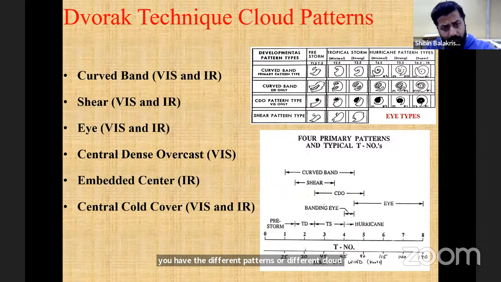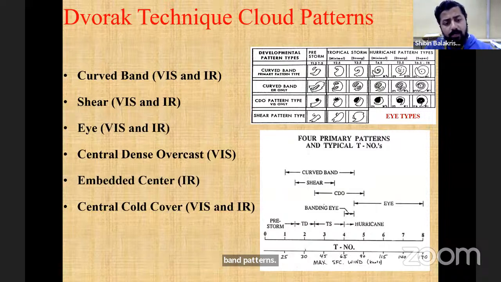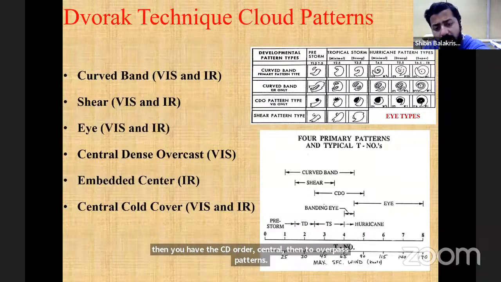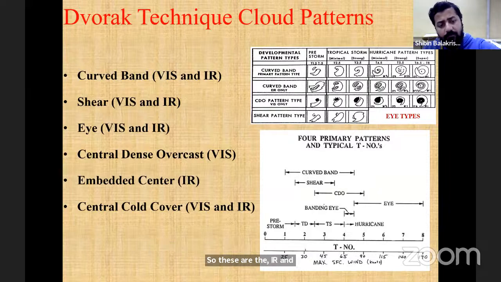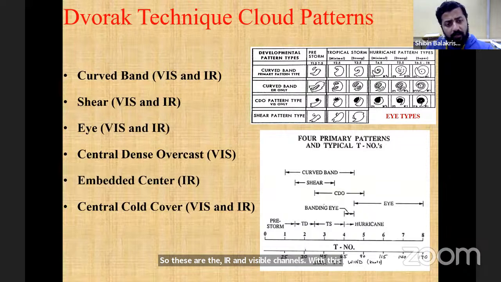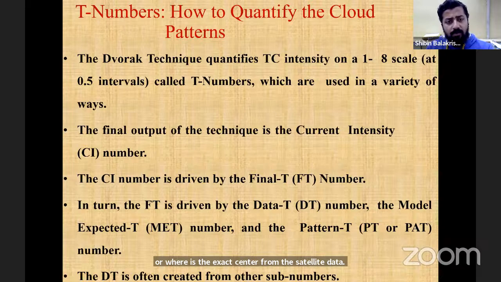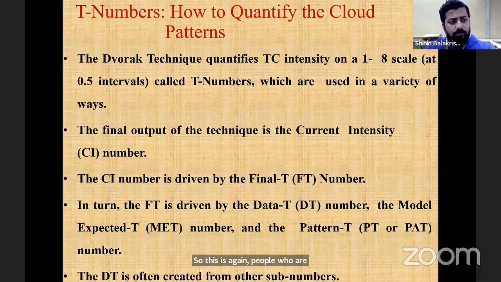Like you have the curved band pattern, you have the shear pattern, you have the eye pattern, and then you have the CDO, the central dense overcast pattern. So these are the IR and visible channel. With this pattern, you are able to comprehend where the exact center is from the satellite data.